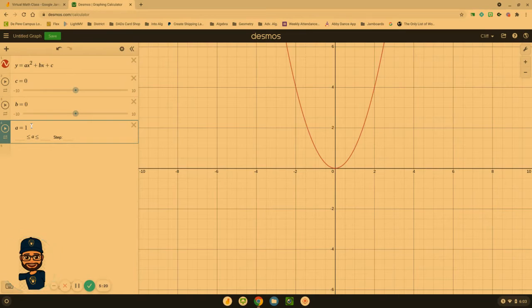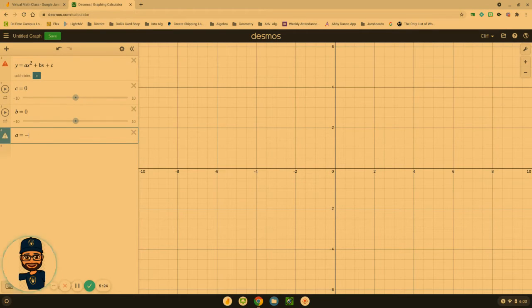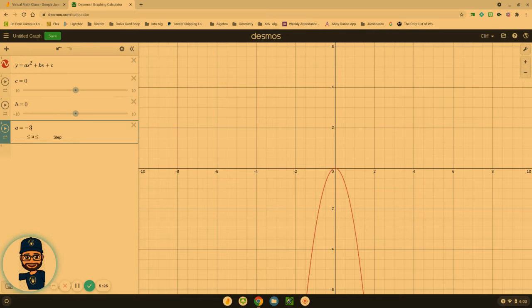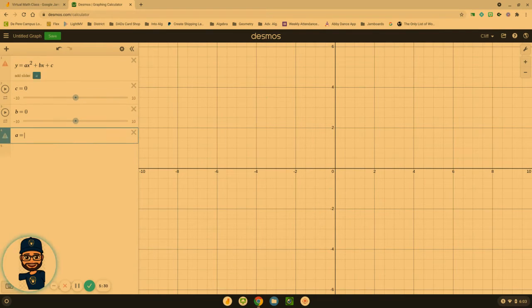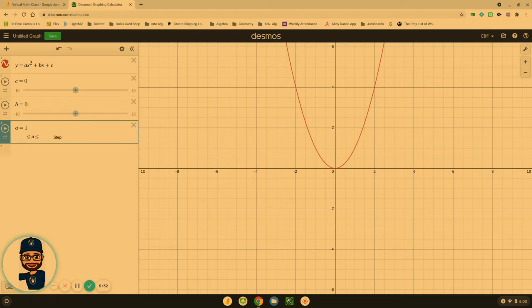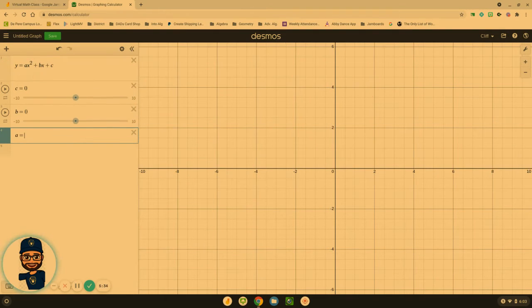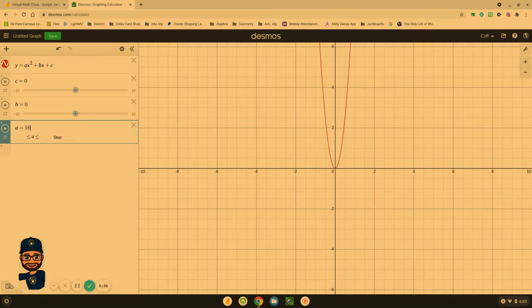The A value tells us if it opens up or down. So positive 1 is up. If I did negative 3 for a slider, it opens back down. Right? If I do a positive 1, it's standard. But if I try and do 10, it gets much steeper or narrower.